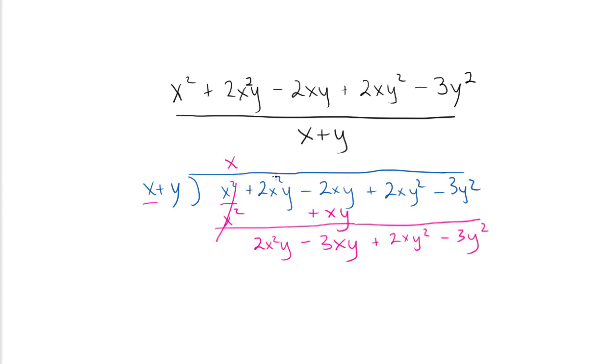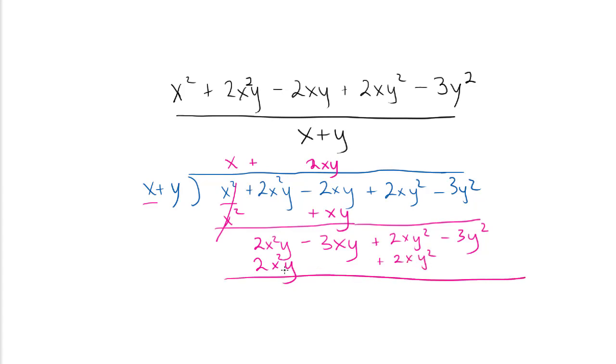Now I want to find something I multiply by x to get rid of my 2x squared y. What's that going to be? A little more tricky, but it's going to be an xy. It's going to be plus 2xy. Multiply that by x, and I'll get 2x squared y to cancel out that leading term. I still have to multiply that by y, so I get 2xy squared. Well, that's going to be 2xy squared.